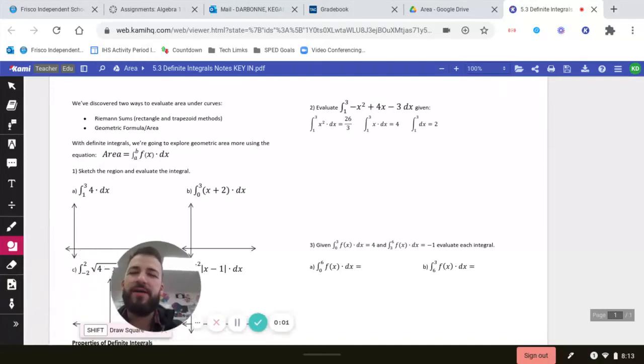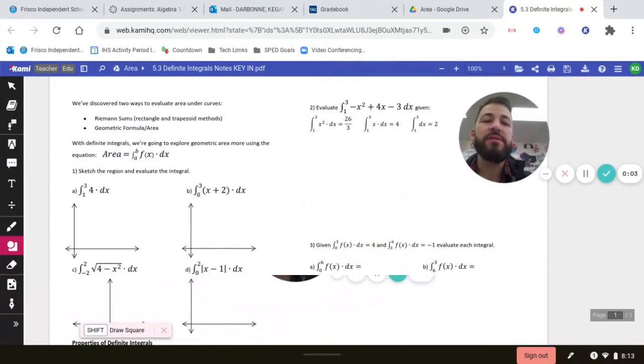Well, today we're going to be talking about definite integrals. Definite integrals are integrals we can actually find the value of, their exact areas. So while last class we were doing Riemann sums where we were kind of estimating area, today we're really going to be actually finding that exact area of the curve.